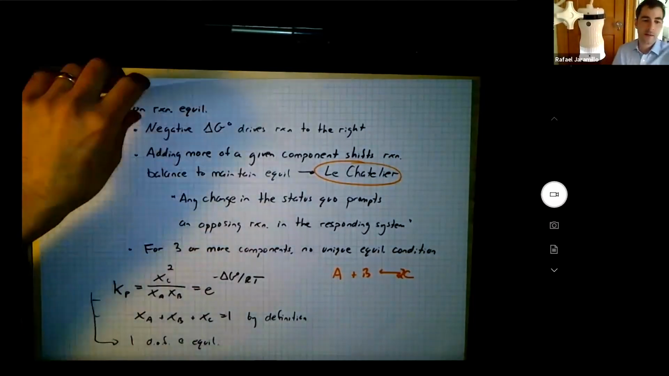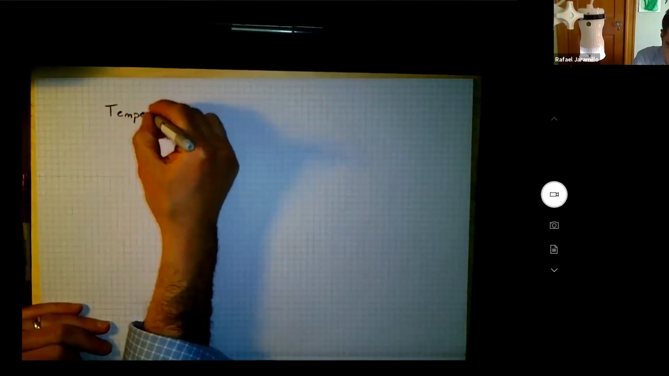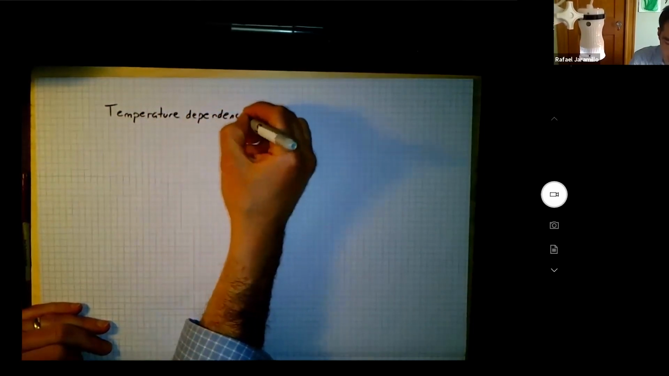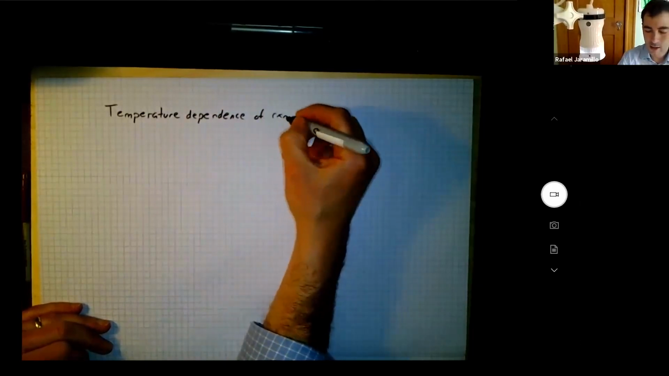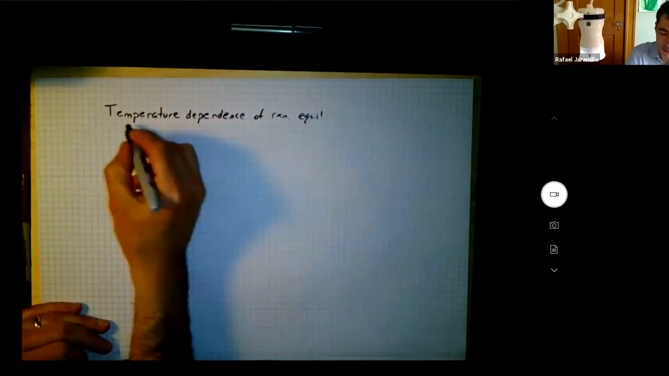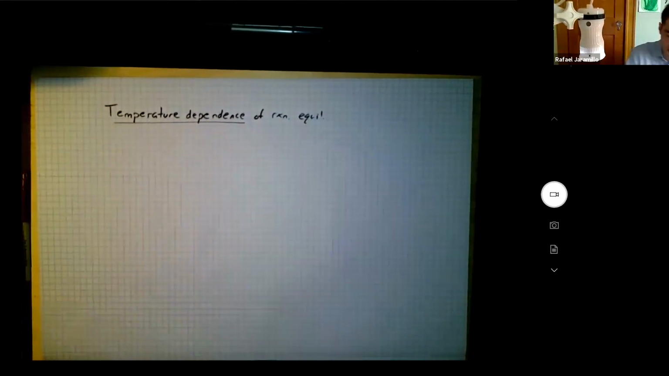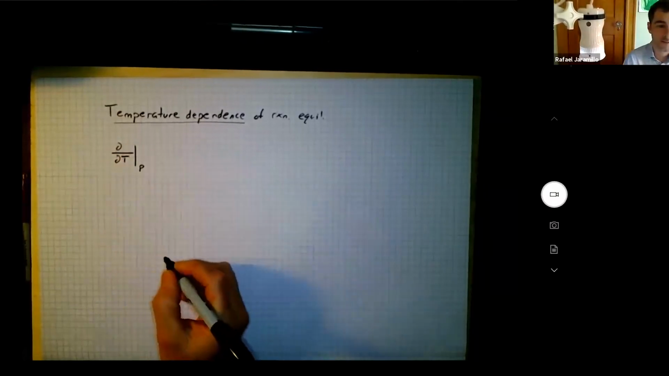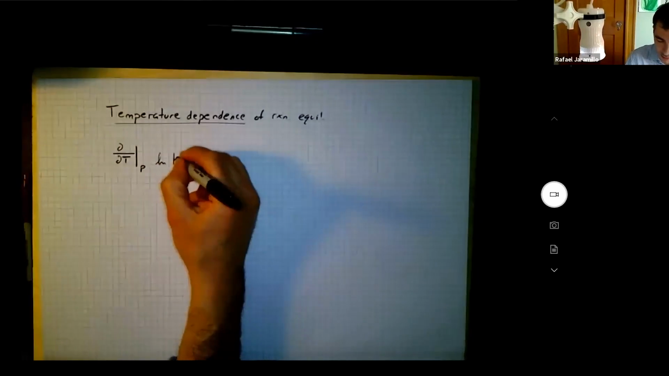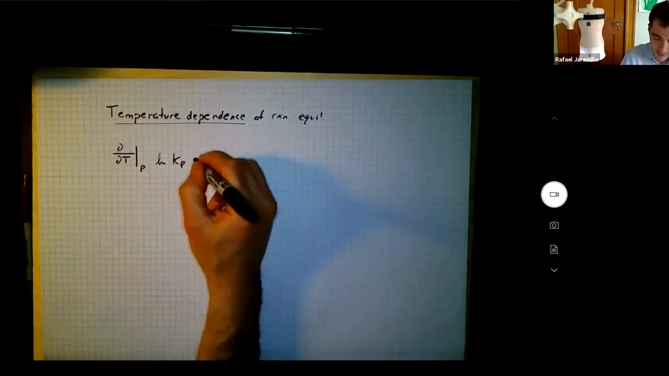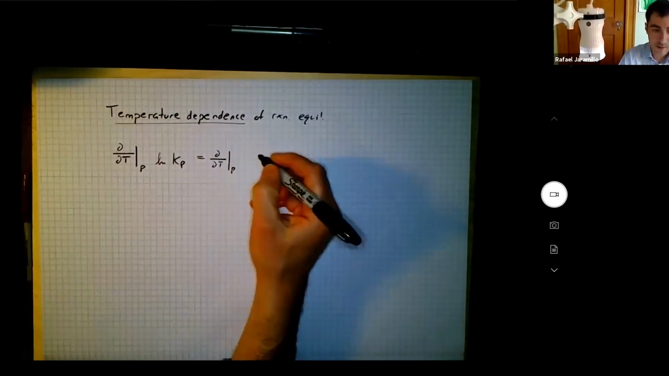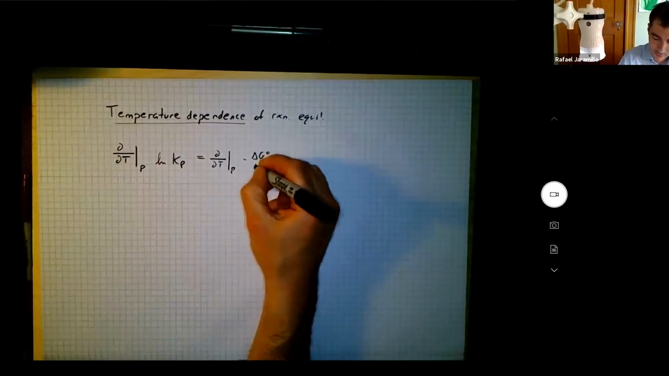All right, let's talk about temperature dependence. This gets to one of the problems in the homework. Temperature dependence of reaction equilibrium. I'm just going to do some math here and we'll talk about the meaning. Let's calculate the partial with temperature at fixed pressure of reaction balance. And I'll do log of K of P because the math is easier this way. This is d dT at fixed pressure of minus delta G naught over RT.